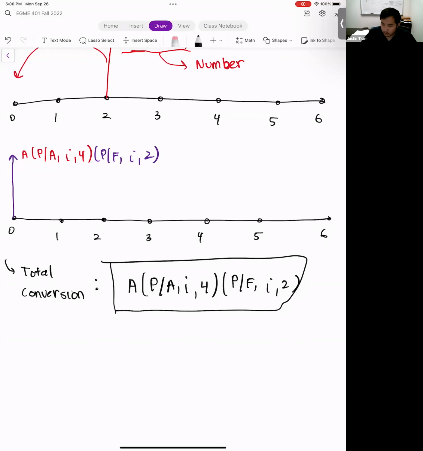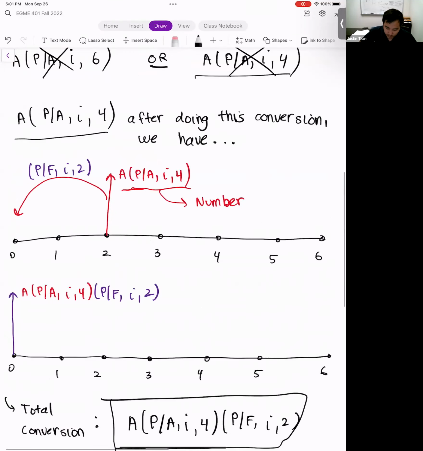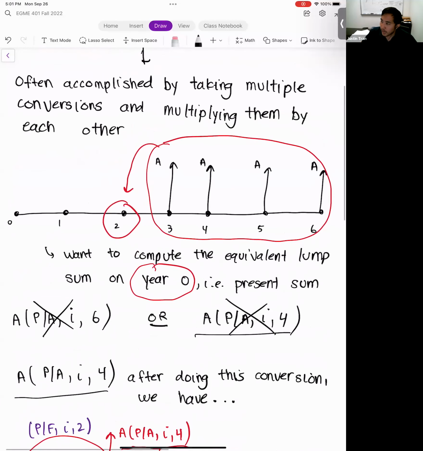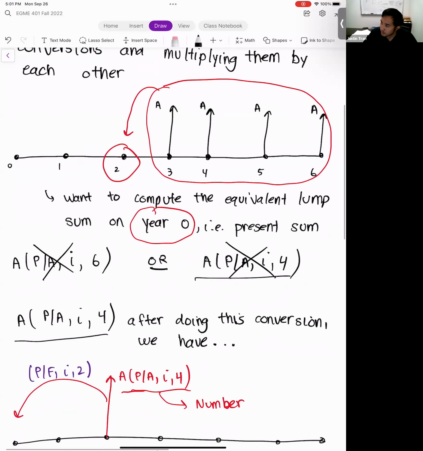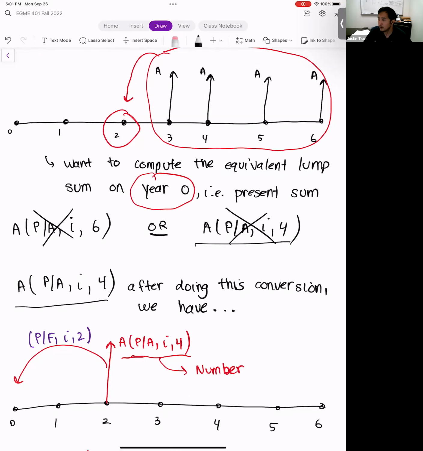Okay, I'm back. All right, and so that's how we would do this simple kind of non-standard conversion, right? Just to recap where we were, we had this uniform series here. It's not standard form, right? If it was standard form, it would start on year 1 and go all the way to year 6. And so to convert this to present day form, we had to do this in 2 steps. First, we lumped it all into 1. And so we did a P over A, i, 4, right?